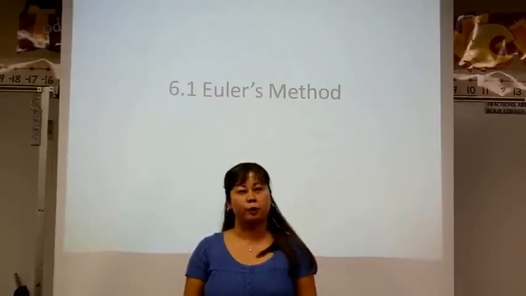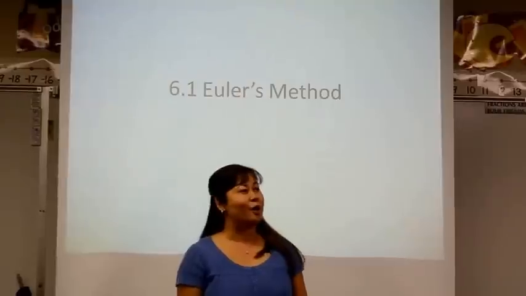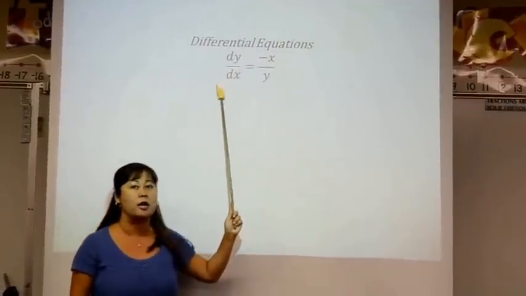This is 6.1 on Euler's method. It's called Euler's and not Euler's, right? So we're going to go ahead and talk about Euler's method. Euler's method is going to be using the differential equations which we saw in Calculus AB.